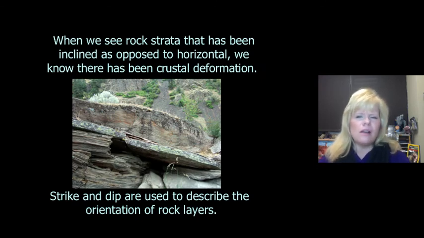When we see rock layers or rock strata that have been inclined, we know that they've been changed from their original position by crustal deformation. So that could be from uplift of a mountain, that could be from another type of geologic process like an earthquake. There's a number of causes that could occur. But nevertheless, we use strike and dip in order to interpret the amount of change from its original position at 0 degrees.